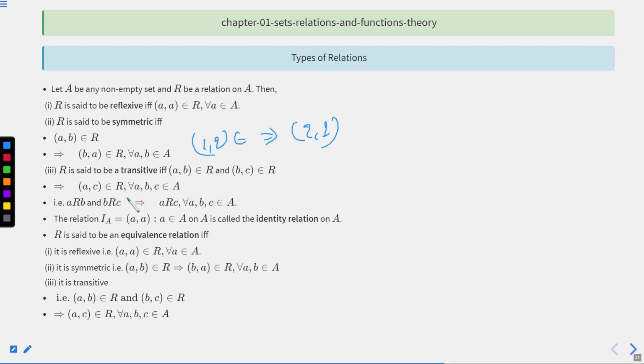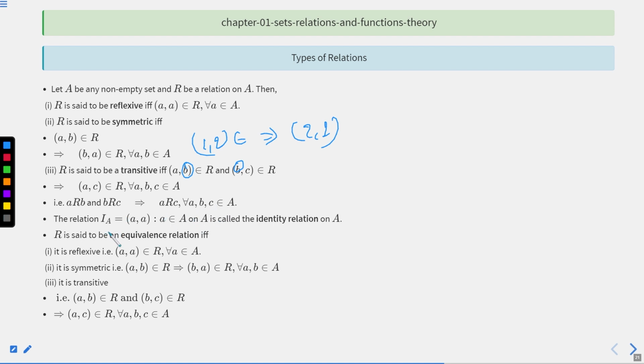Now transitive relation. R is said to be transitive if and only if (a, b) belongs to R and (b, c) belongs to R, that means (a, c) should belong to R. See, b is common. So if (a, b) belongs to R and (b, c) belongs to R, this implies (a, c) belongs to R, for all a, b, c belonging to A. That is, if a is related to b and b is related to c, this implies a should be related to c, for all a, b, c belonging to A.